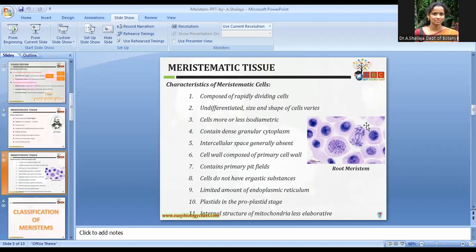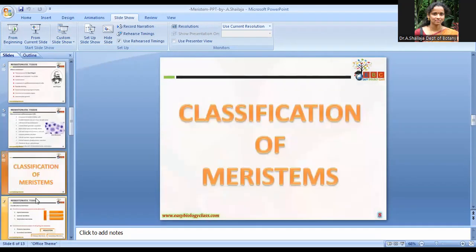The cell wall is composed of primary cell wall and contains primary pit fields, and the cells do not have ergastic substances. There is a limited amount of endoplasmic reticulum, and the plastids are in the proplastid stage. The internal structure of mitochondria is less elaborate. These are the characteristics of meristematic tissue. And next, we are coming to the classification of meristems.